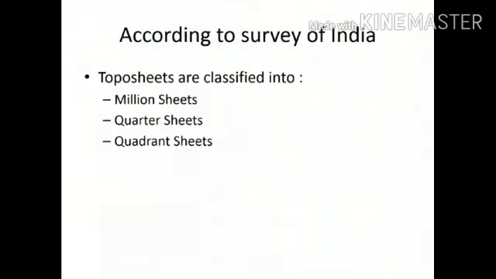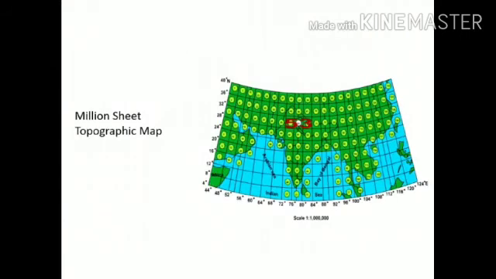As we have studied that Survey of India prepares topo sheets. Based on scale used, they have categorized topo sheets into three main groups. 1. Million sheets. 2. Quarter sheets. 3. Quadrant sheets. Million sheets. India and the adjoining countries are divided into 4x4 sheets. These are called the million sheets.